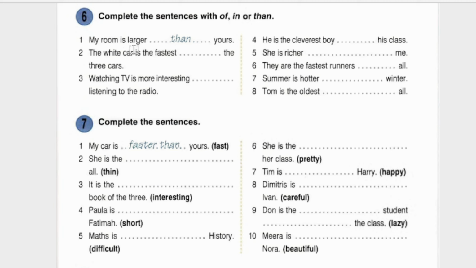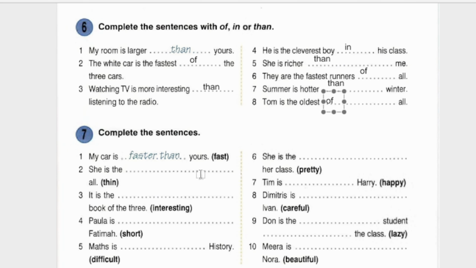My room is larger than yours. The white car is the fastest of the three cars. Watching TV is more interesting than listening to the radio. He is the cleverest boy in the class. He is richer than me. They are the fastest runners of all. Summer is hotter than winter. And Tom is the oldest of all.